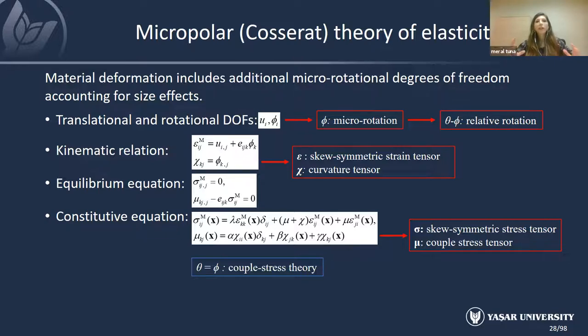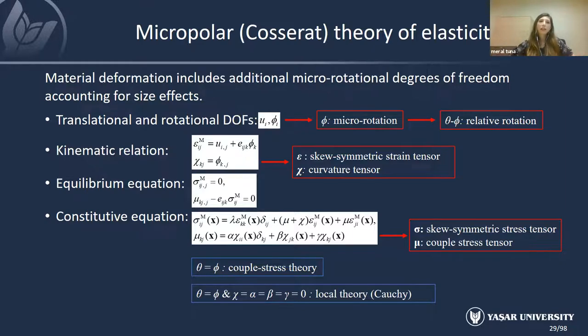So when micro-rotations are constrained to follow the macro-rotation, this theory is simplified to couple stress theory. And with further assuming that the micropolar material constants equal 0, again we obtain the classical theory of elasticity.